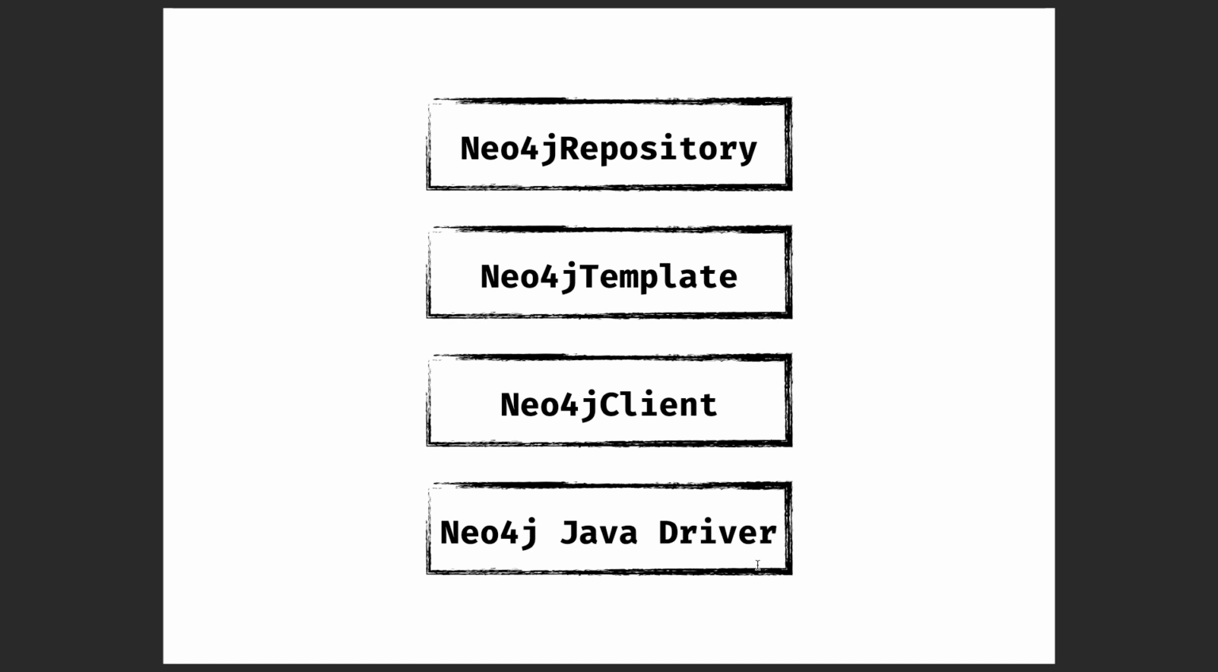If we go from the bottom to the top, you can think of the Neo4jClient as a tiny wrapper around the Java driver. A Neo4jClient is something that helps you to prepare the queries and map the result data to the type you want to have in your Java application. For this, it needs the information about the type you want to get as a result and how to map the data.